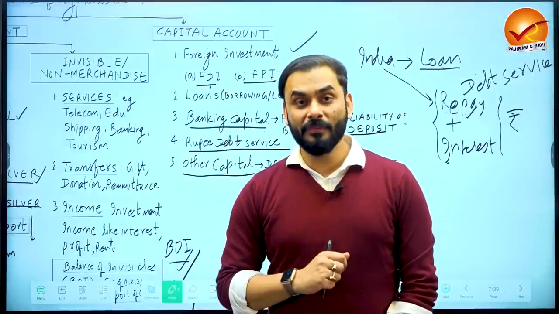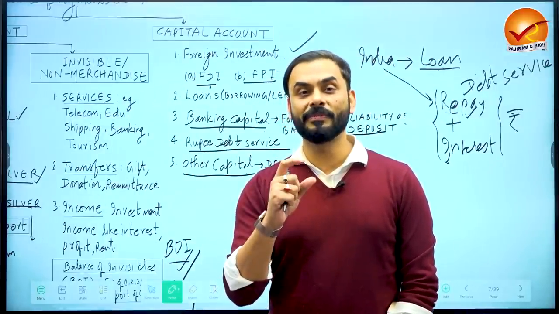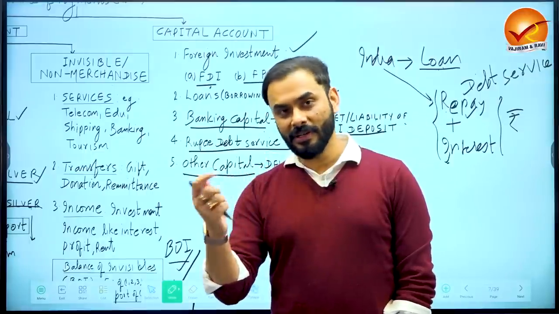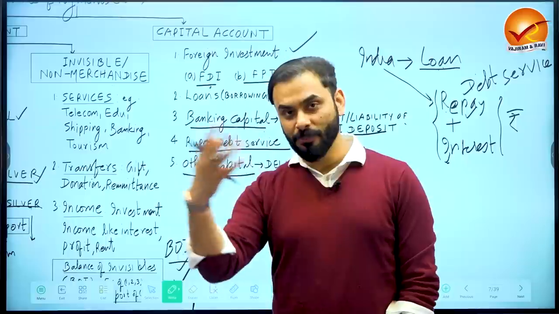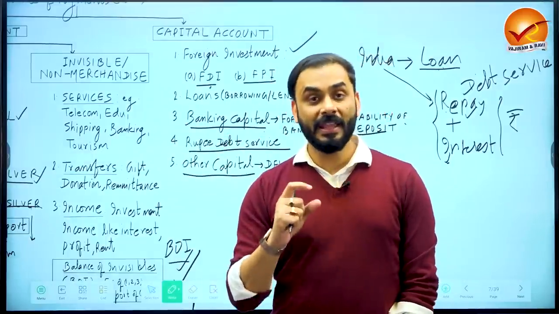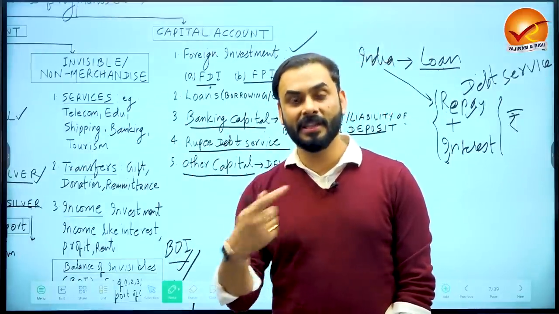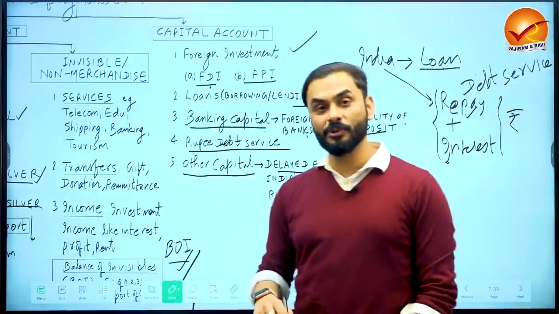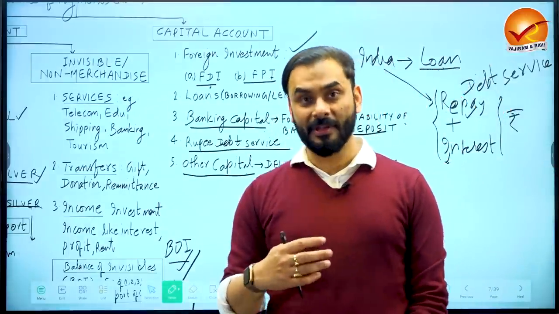When you become a member of a global institution, you contribute something called a participating fee, or the fees of the institution, right? You pay some fee, you become a member. The fee that you pay is called subscribed capital. So for example, suppose India becomes a member of IMF.